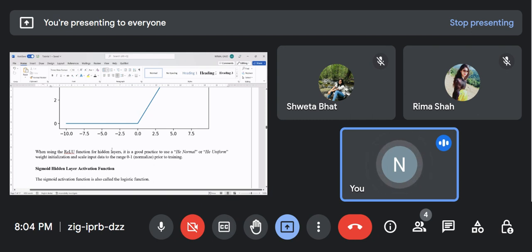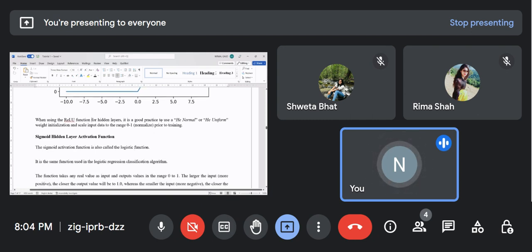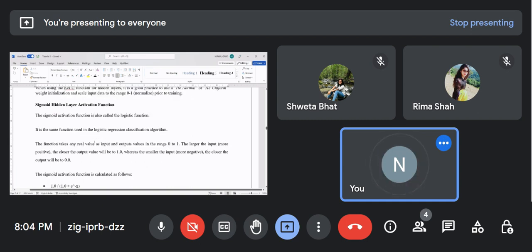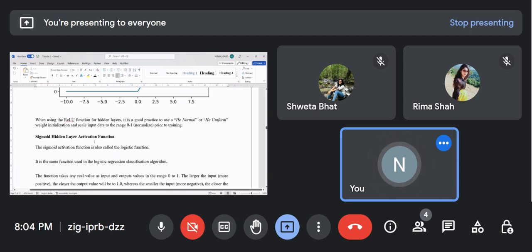When we are using this ReLU function for the hidden layers, it is good practice to use He normal or He uniform weight initialization. That means here the input data is in a range of 0 to 1. This is the case when you are using the ReLU function. It is suggested. So, did you understand the ReLU function? Any doubt here in the ReLU function? Please let me know.